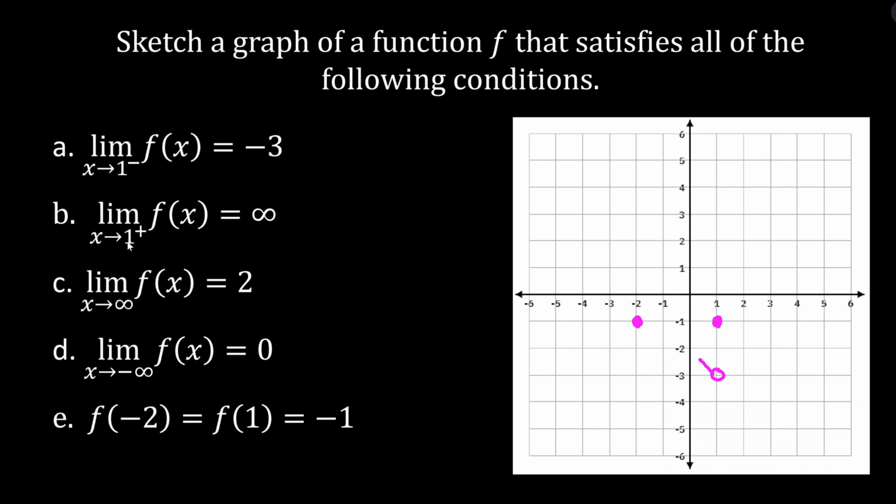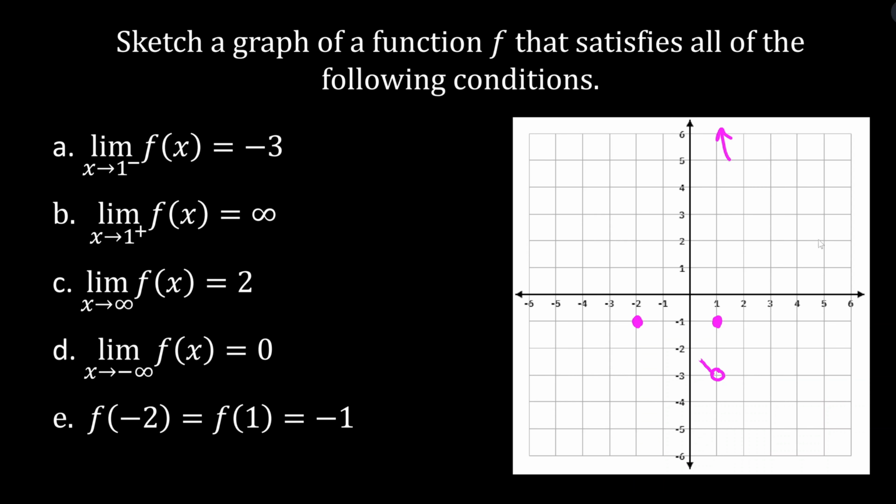All right, the limit as x approaches 1 from the right is infinity. Ooh, asymptote. All right, that means there's an asymptote. So I can do something like this. That was kind of terrible. I'll just do it like this for now. There's an asymptote. The limit as x approaches 1 from the right is infinity. Awesome.